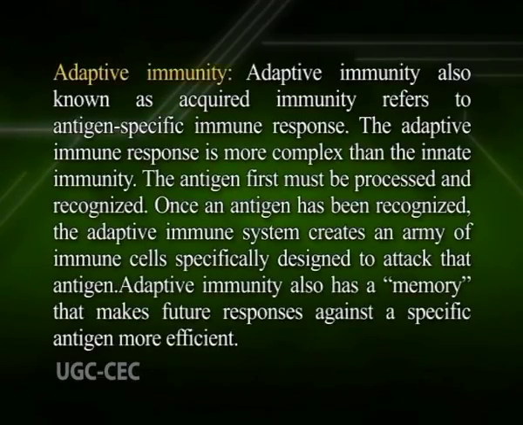Adaptive immunity. Adaptive immunity, also known as acquired immunity, refers to antigen-specific immune response. The adaptive immune response is more complex than the innate immunity. The antigen first must be processed and recognized. Once an antigen has been recognized, the adaptive immune system creates an army of immune cells specifically designed to attack that antigen. Adaptive immunity also has a memory that makes future responses against a specific antigen more efficient.